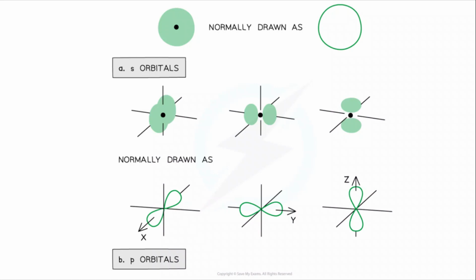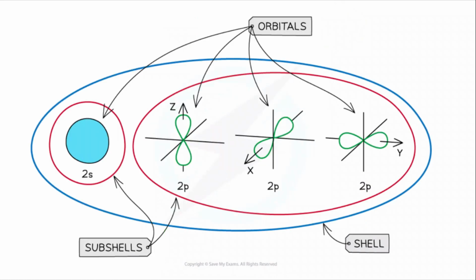This means that the number of orbitals in each subshell is as follows. s has 1 orbital, so it can contain a maximum of 2 electrons. Every atomic orbital can contain a maximum of 2 electrons. p has 3 orbitals, so it contains 6 electrons. d has 5 orbitals, so it contains 10 electrons. And f has 7 orbitals, so it contains 14 electrons.